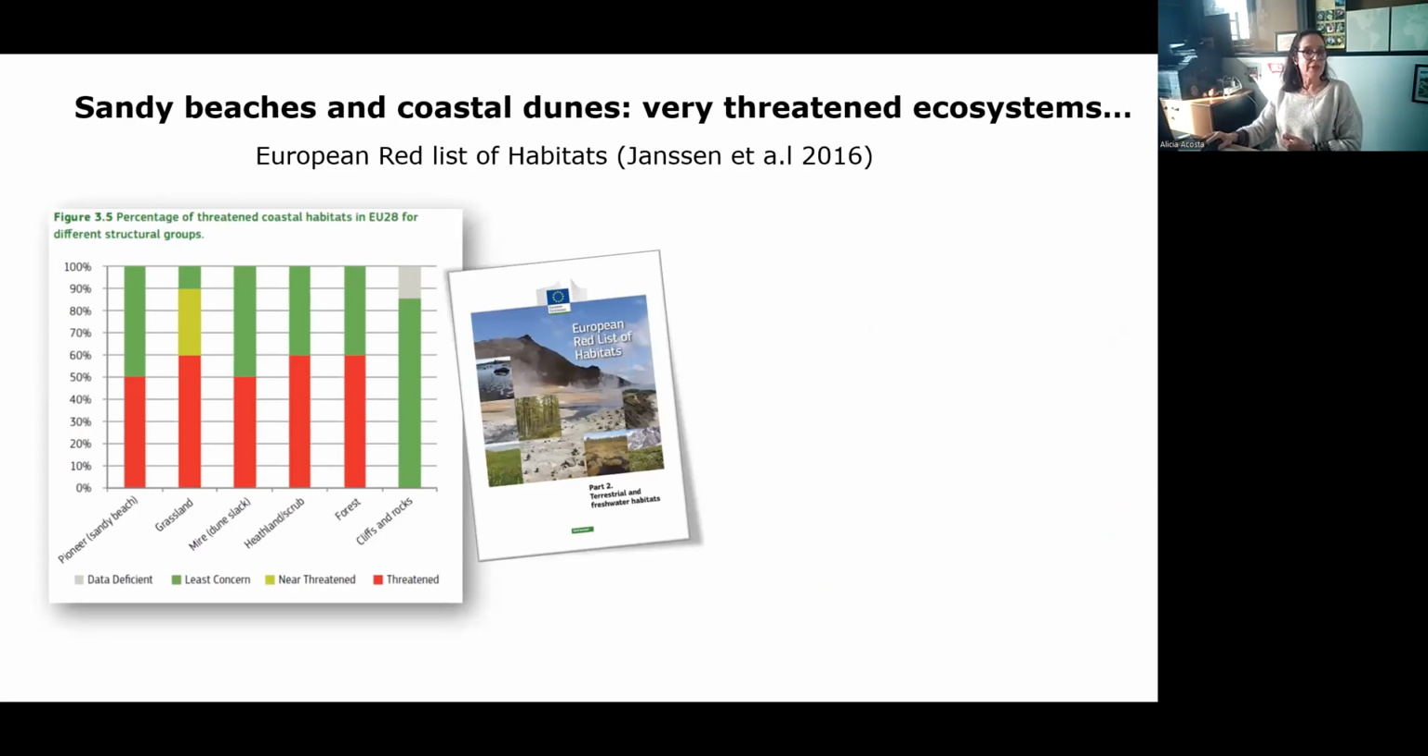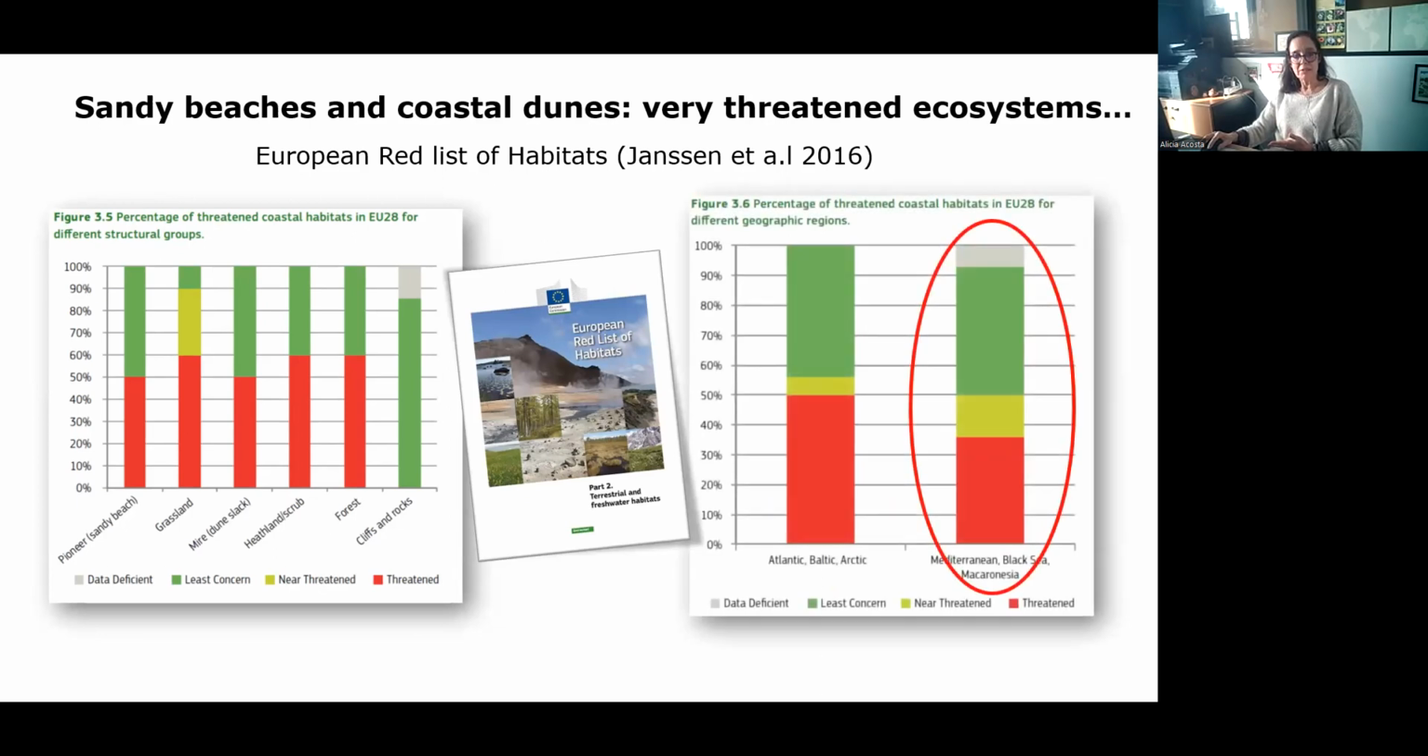I showed you results in Italy, but what about the conservation status of European coastal dunes? In 2016, the European Red List of Habitats reports that most of the coastal habitats are threatened, except cliffs and rocks. In particular, in the Mediterranean, around 50% of the coastal habitats are at risk.